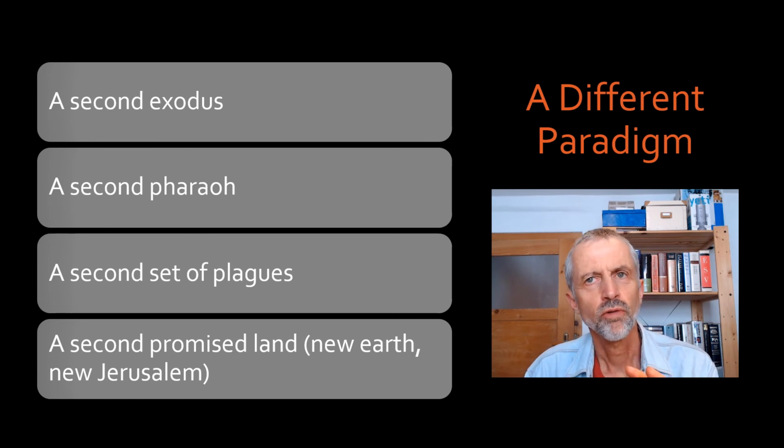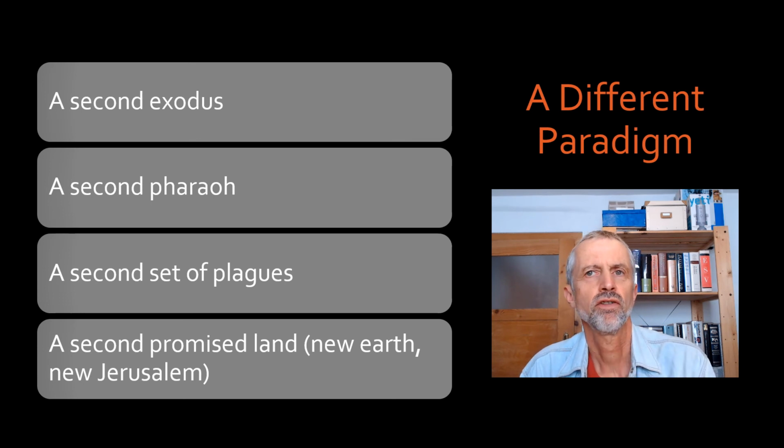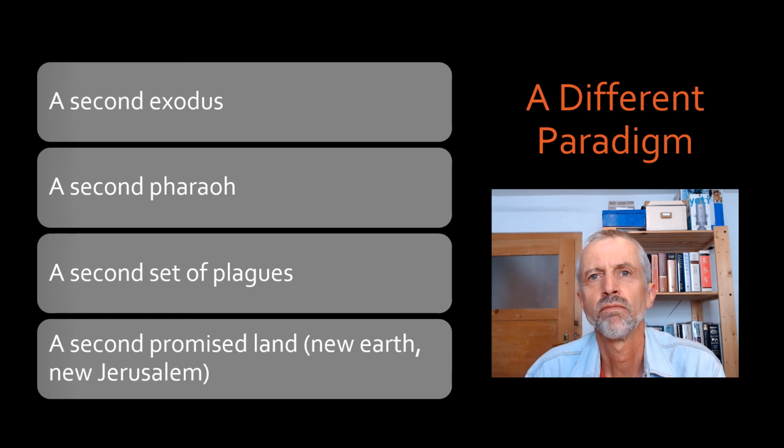It is also, and this is yet another way to look at the book, another paradigm, the story of another Exodus. This Exodus is not out of one country, Egypt, but from all the earth, from all nations, a greater Exodus. There are many parallels between the book of Revelation and the account we have in the book of Exodus.